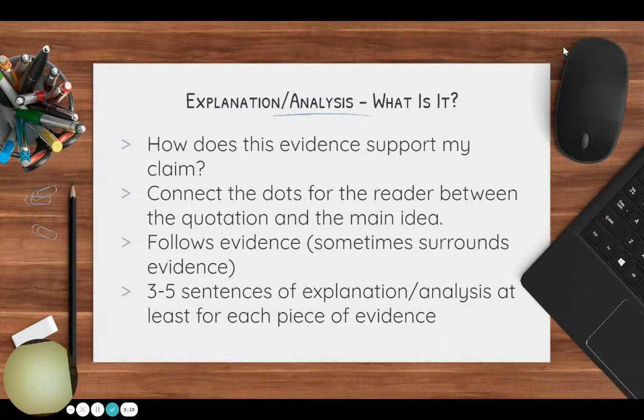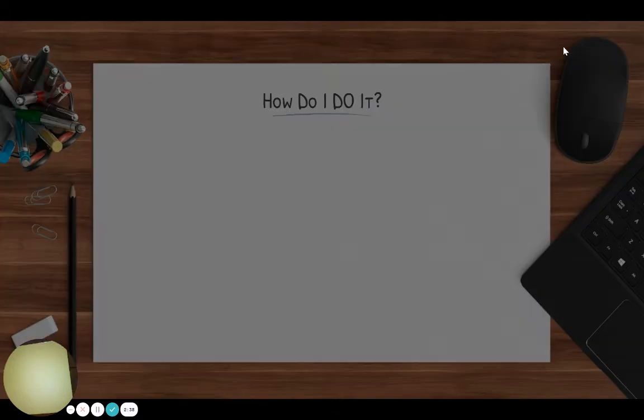Your explanation or analysis is really the largest part of your essay because it is where your full argument comes through. How does this quotation or this paraphrase or this author choice, how does that choice build to your claim? How does it emphasize the main idea? How does it build to what the text is saying about that core concept? So remember that your explanation really should take up the most of your essay.